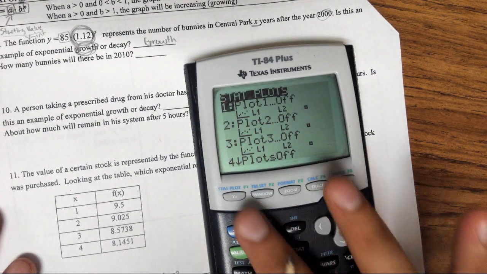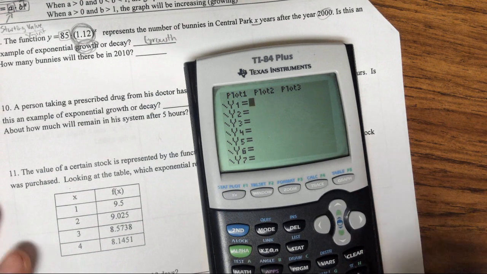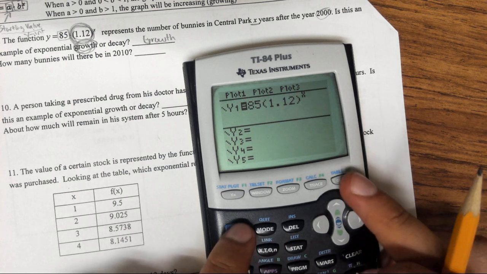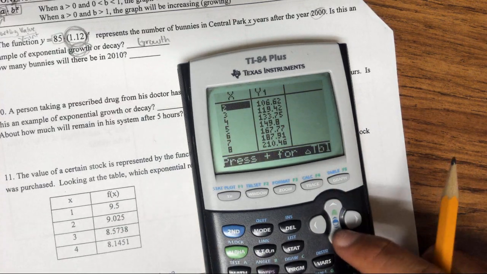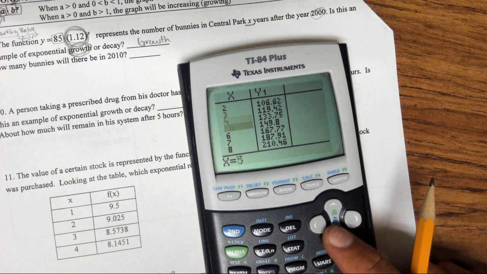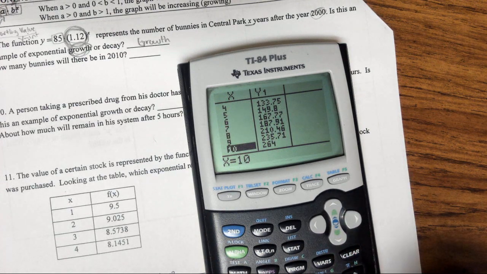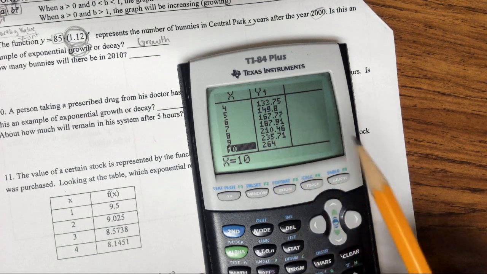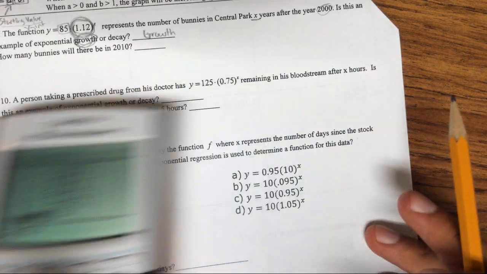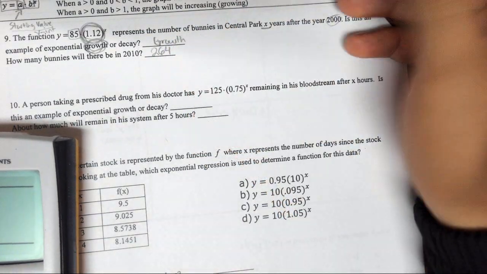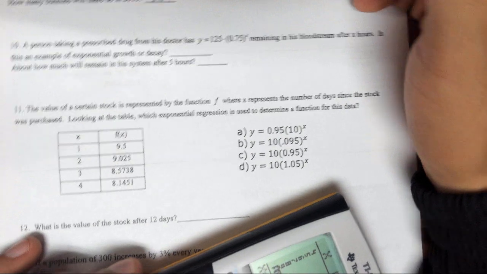So what I do is I go to y equals. I type in my equation, which is 85 parentheses 1.12 to the x power. Then I go to my table, and again, they're asking me at 2010, which is x years after 2000. So at 10, that's also the same as 2010. So my answer here is going to be 264 bunnies. So that's my solution.